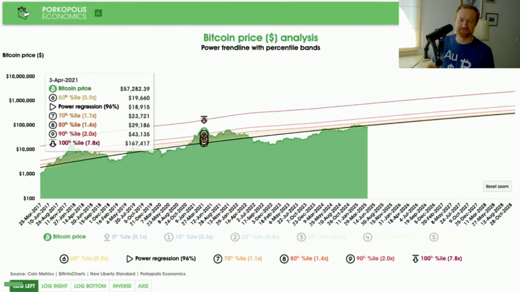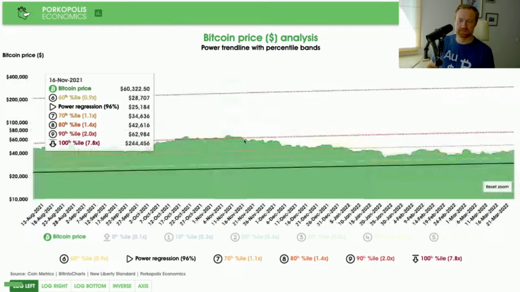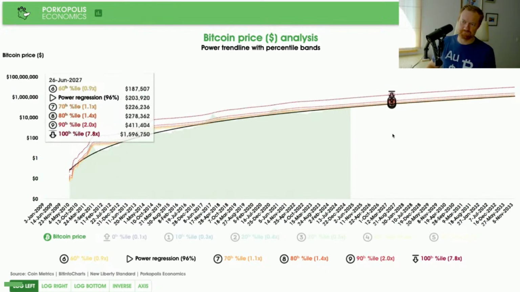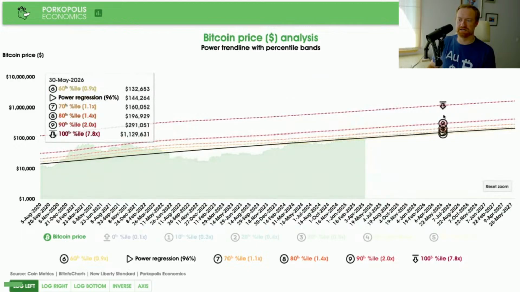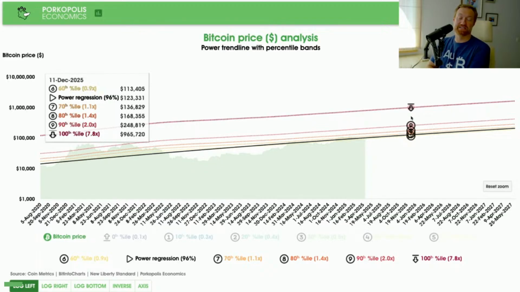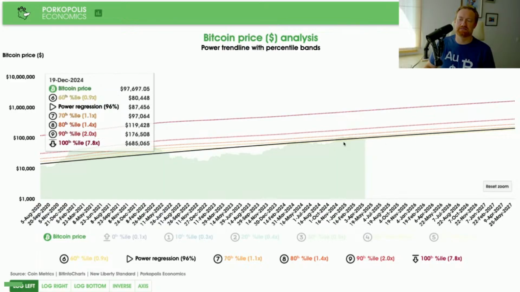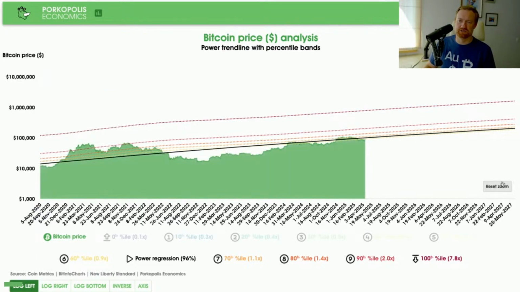Never financial advice, but here we had it in March, April 2021. We also had it in November. The 90th we just had briefly, very briefly, in November. So if we assume the 4-year cycle, just so you know again, a 90th percentile move is 2x the trend. So the trend is 125K by the end of this year. 2x is 250K. I think that's conservative and certainly possible.